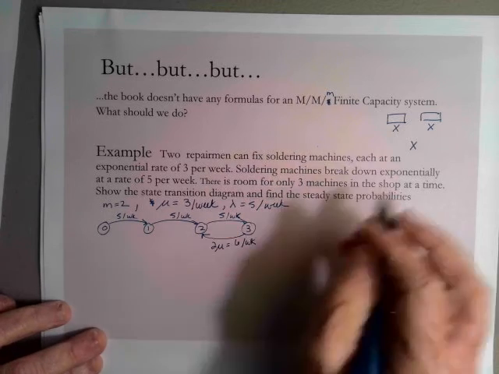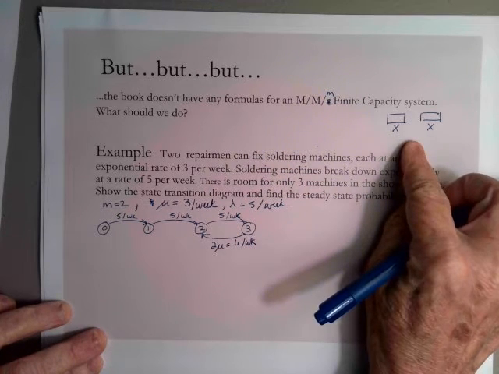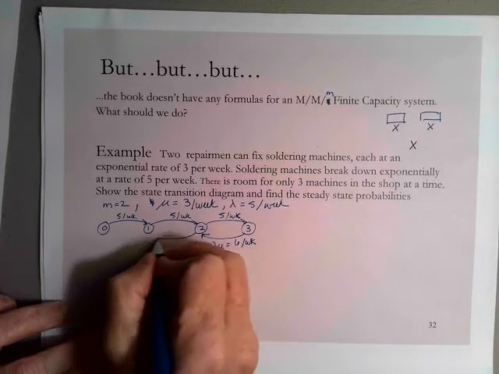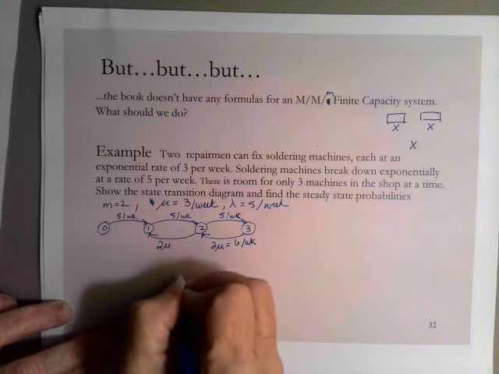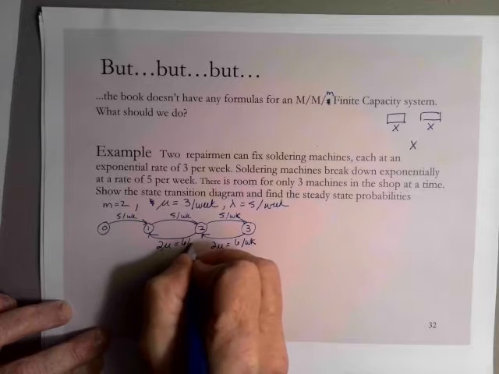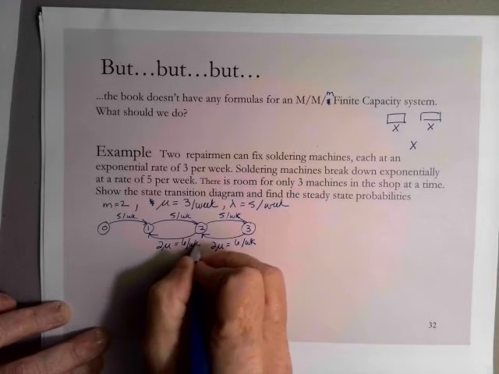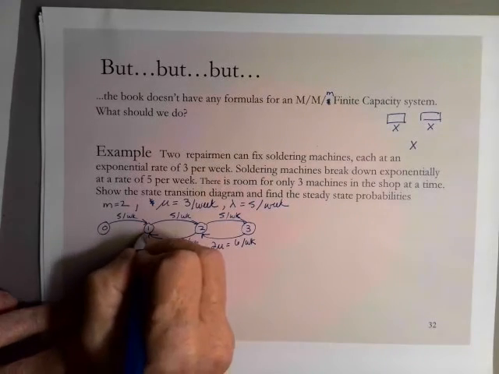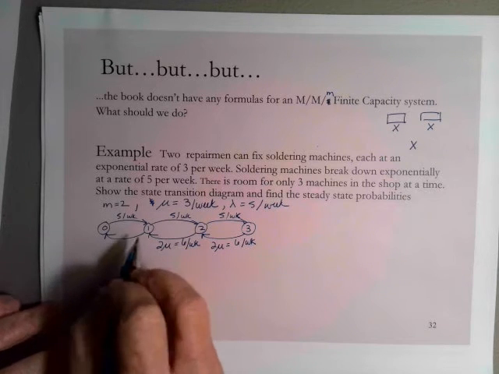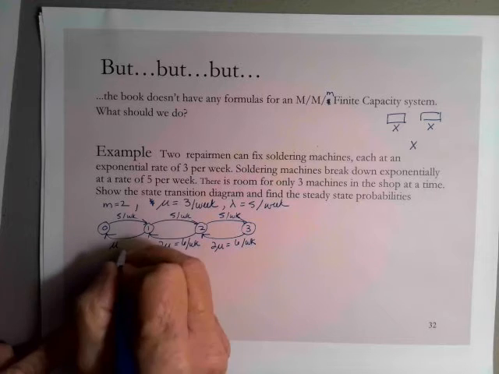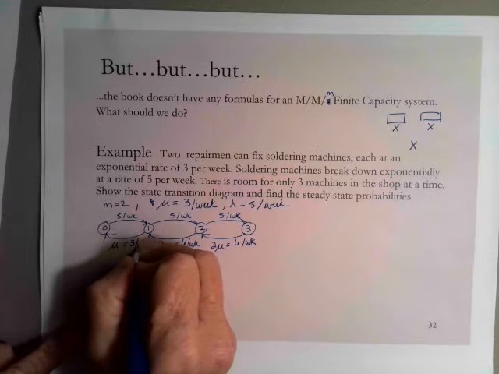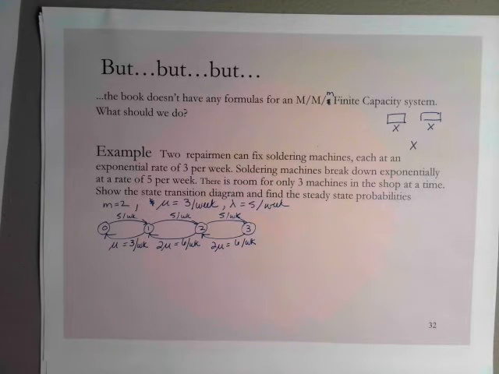And same thing, if I just have two working, nobody in queue, my rate at which I go from state 2 to state 1 is going to be 2 times my service rate, so that's going to be 6 per week again. And then if I only have one of these servers busy and the other one idle, then my rate at which I go from state 1 to state 0 is just going to be 1 mu, which will be the 3 per week.